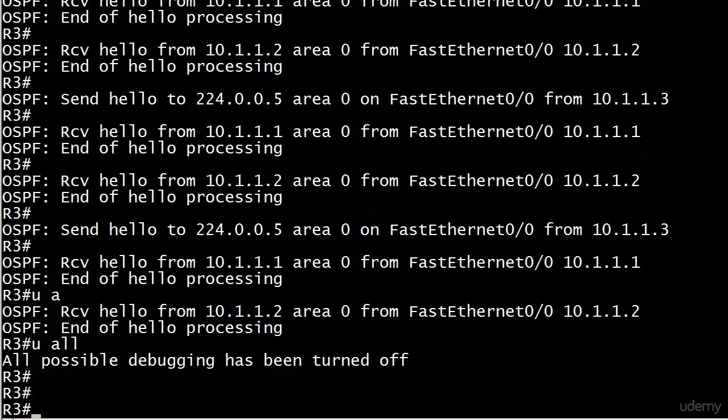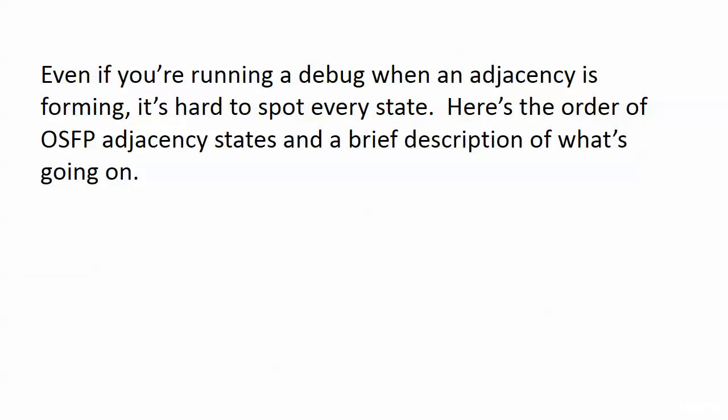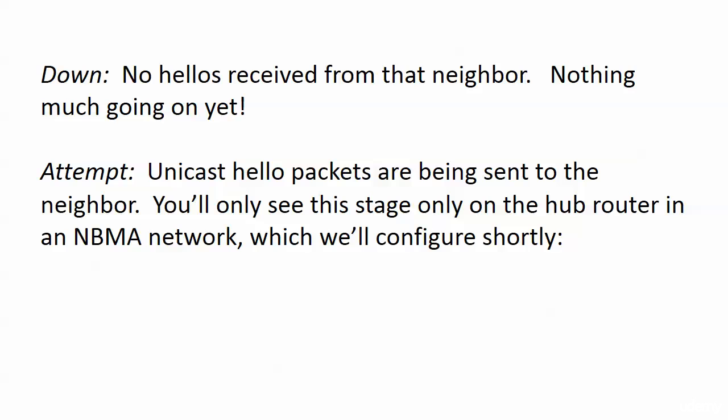So I did a UAL. So we saw some of those states, but not every single one. And here's the order of the states and a brief description of what's going on in each. And I think it's a good idea for your exam to know the order of these things. Down means, hey, there's not much going on. Down is down. No hellos have been received from a particular neighbor yet, and there's just nothing really going on.